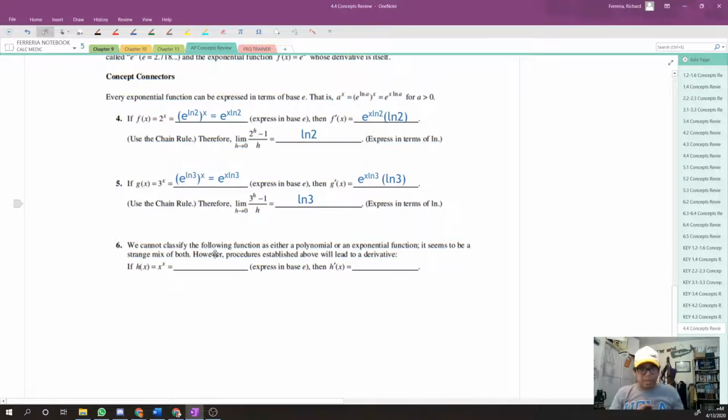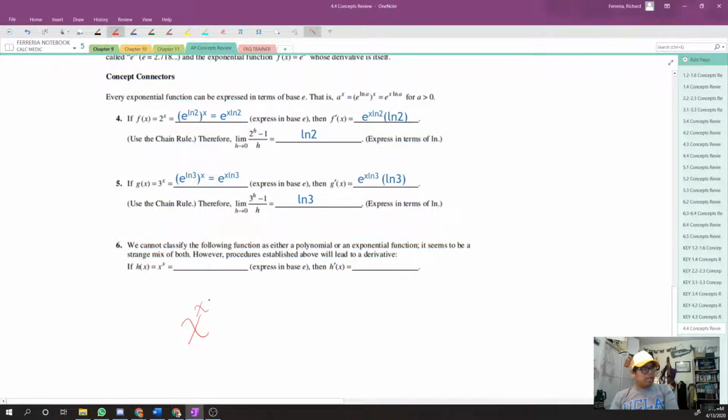Let's make those corrections and make that the natural log of 2 and the natural log of 3 over here. So that'll make this look a lot better for us. And finally, since we can't classify this function as either a polynomial nor an exponential function, it seems a strange mix of both. So now they're going to say, what about this function right here, x to the x power?